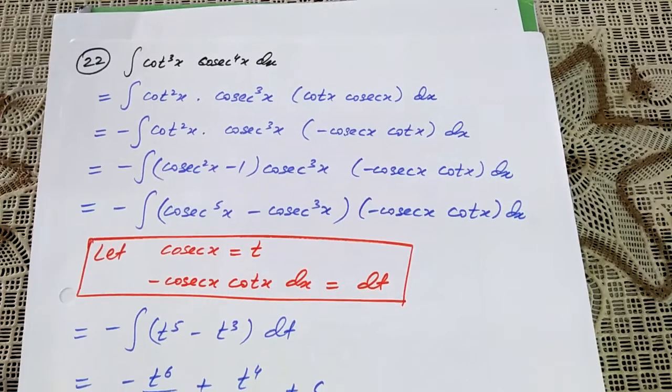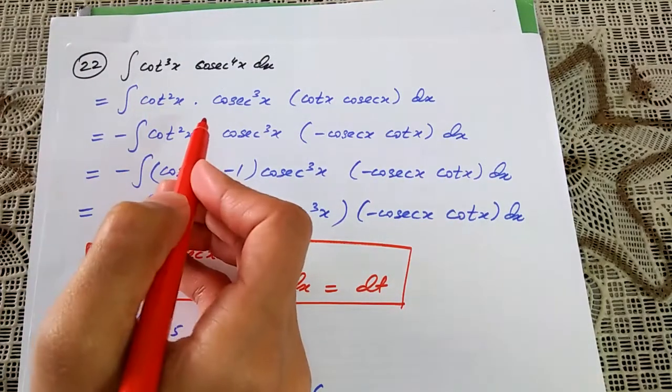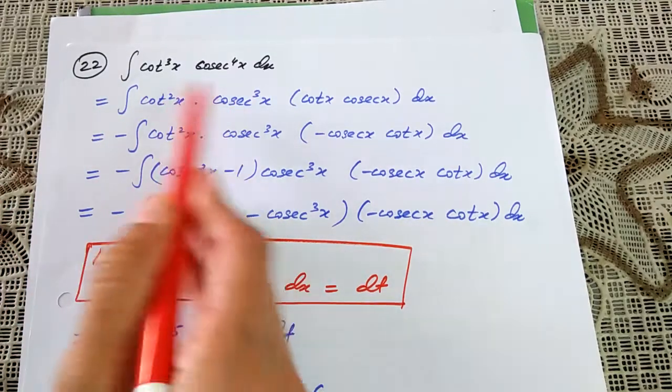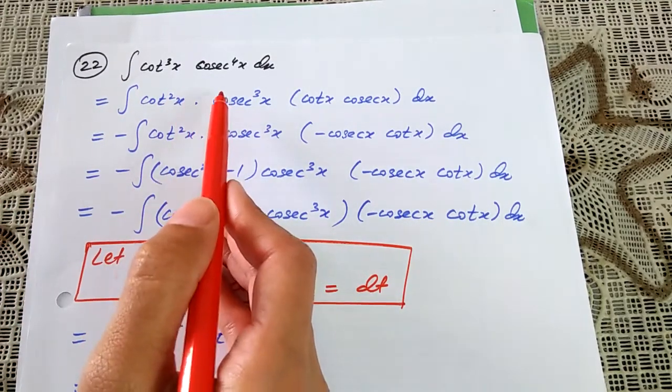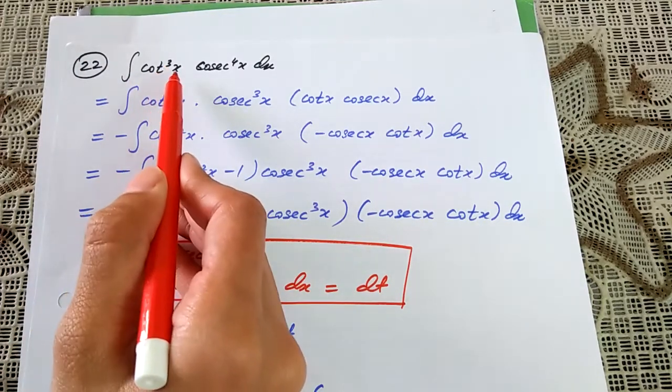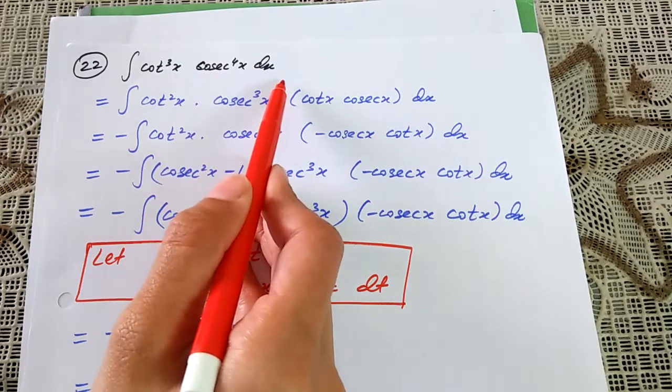Question number 22. The same question that we did in 20 and 21, the same thing is here in 22 but with different functions. 22 says we have to integrate cot cube of x into cosecant 4 of x dx.